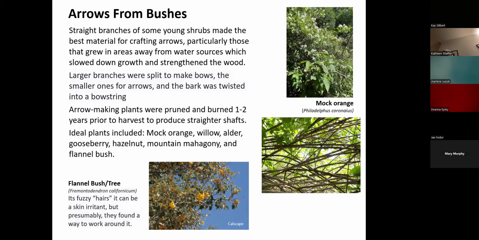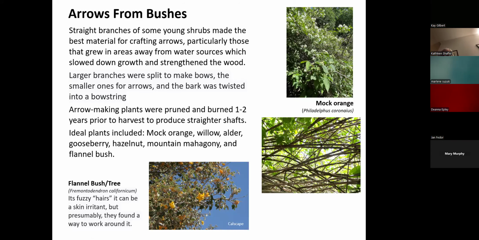So, some other uses of other bushes: straight branches of some young shrubs made the best material for crafting arrows, particularly those that grew away from water sources. You can see a photograph here of some really nice straight branches. The larger ones were used to make bows, the smaller ones for arrows, and the bark would be twisted into a bowstring. These plants were pruned and burned one to two years prior to harvest to produce straighter shoots.